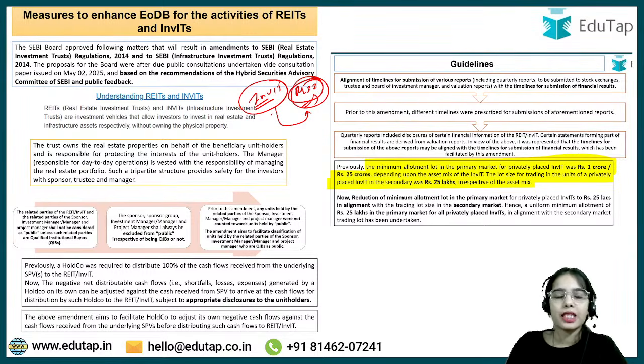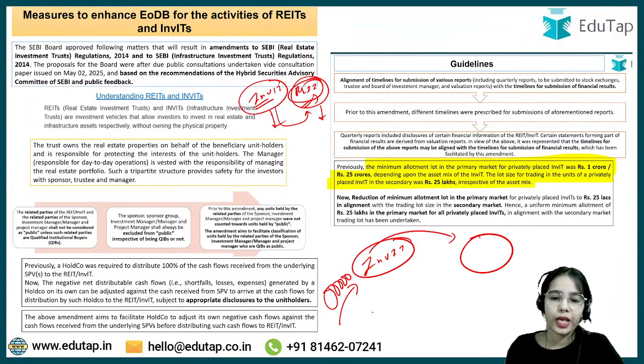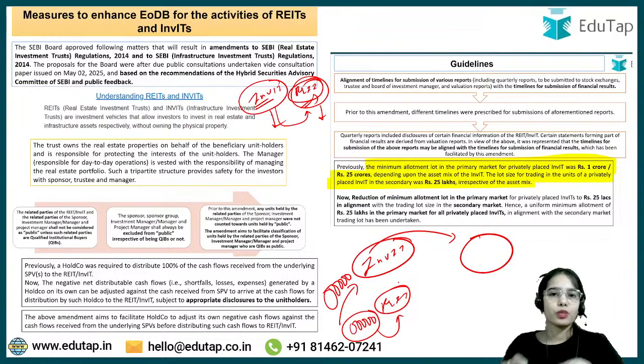Okay, so basically the amendments were brought in the InvIT and REIT guidelines. InvIT and REIT are investment trusts. In the InvIT, the Infrastructure Investment Trust, the investment is done by the investors so that the investment can happen in infrastructure. And the Real Estate Investment Trust is a pool of money that invests in real estate.